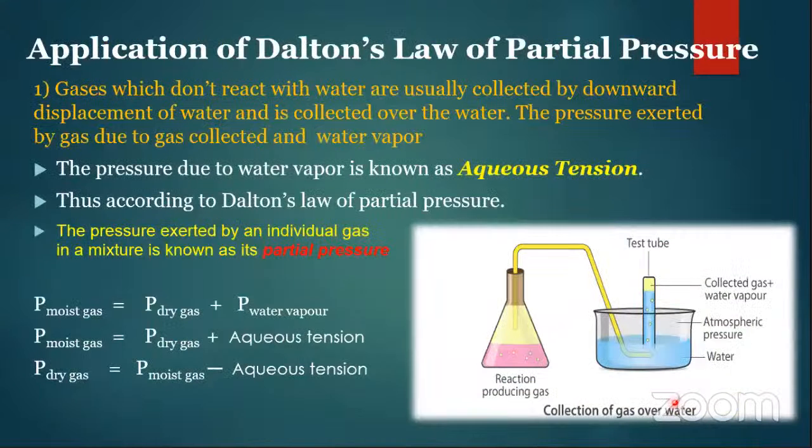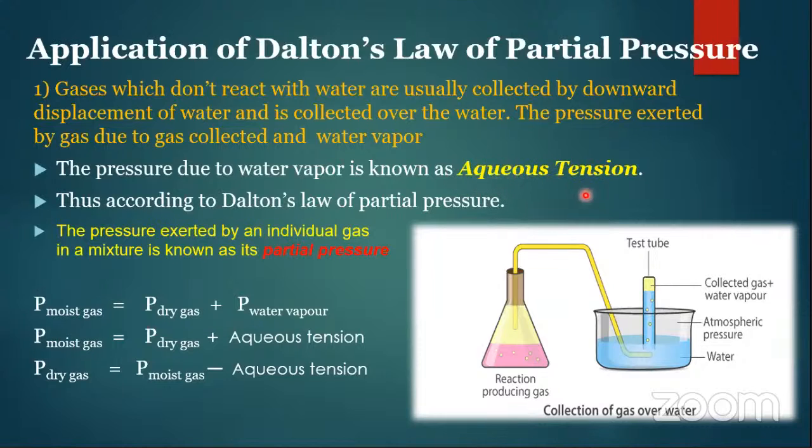Okay, so where should we apply this Dalton's law? Is it useful? Yes, we are taking two applications of Dalton's law of partial pressures. One of the applications is that we are going to calculate the pressure of a dry gas. That is one important application of Dalton's law of partial pressures. Here the definition is given: the pressure exerted by an individual gas in a mixture is known as partial pressure. Another definition you have to know is aqueous tension.